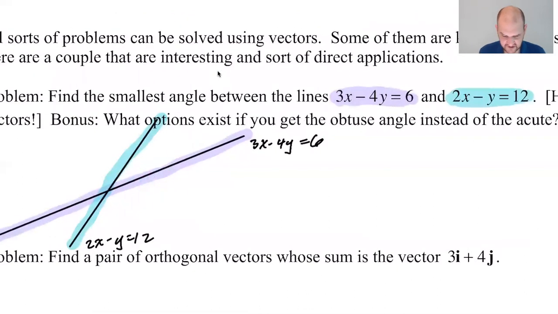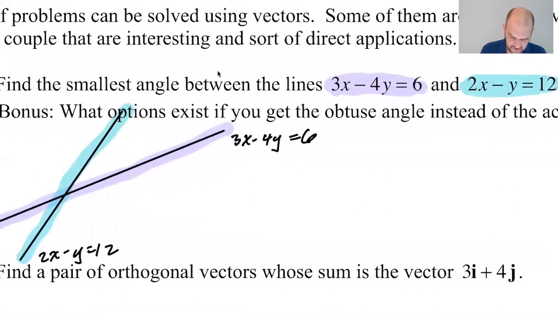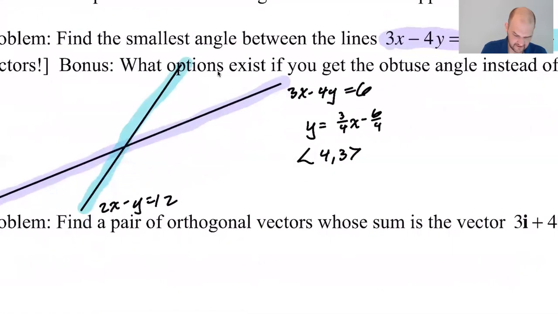So I'm going to make some vectors here. If you remember, we can just use the slope to make our vectors. So here, this is y equals 3/4 x, and then minus 6/4. The 6/4 doesn't matter. So my vector here, I'm going to say delta y is 3, delta x is 4, so 4, 3. And that's for this purple line.